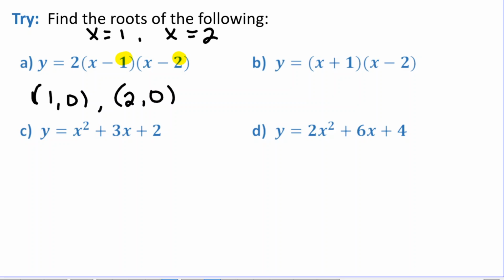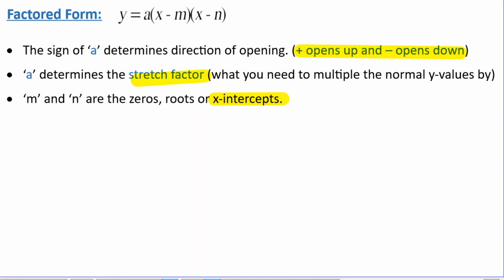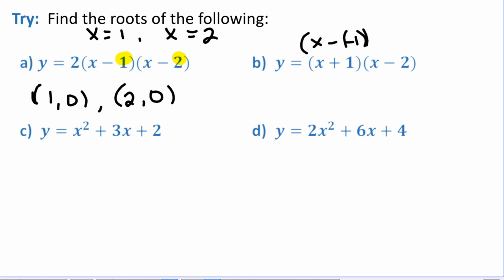Looking at the next one, again, we're going to be careful with the signs. If it says x plus 1, this is the same thing as x minus negative 1. Right? So we want to ask ourselves, because the form was x minus m, x minus n, what follows the negative sign? And if there is no negative sign, we'll create one. So in this case, one of our roots is negative 1, right? So the x-intercept is (negative 1, 0). And then another root is positive 2, right? Just like when we found p in vertex form, we're flipping the sign.